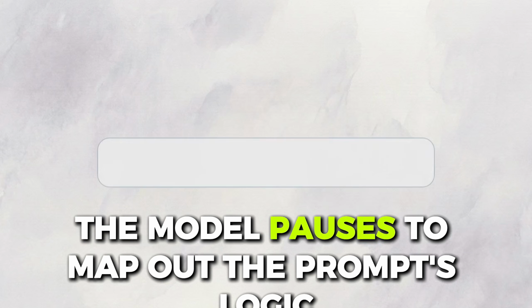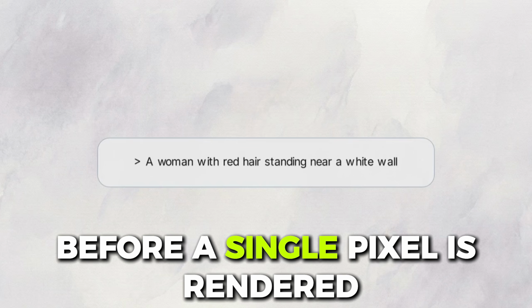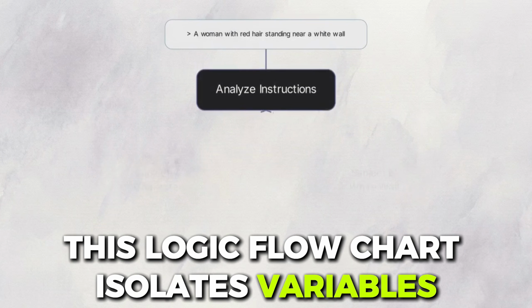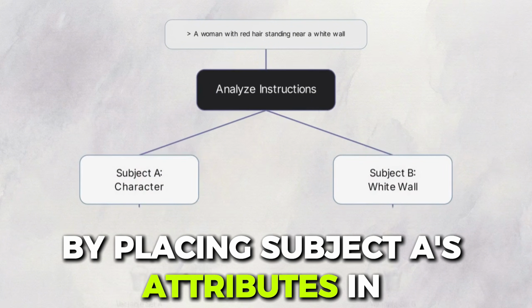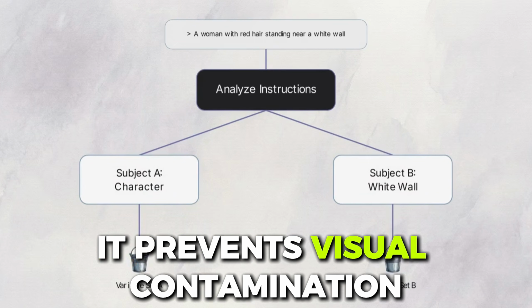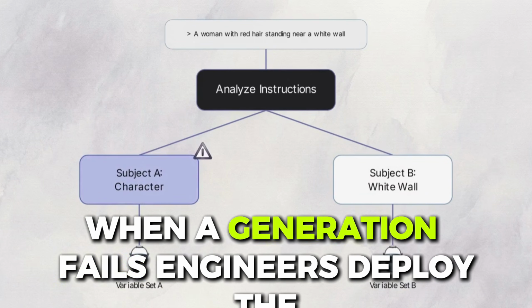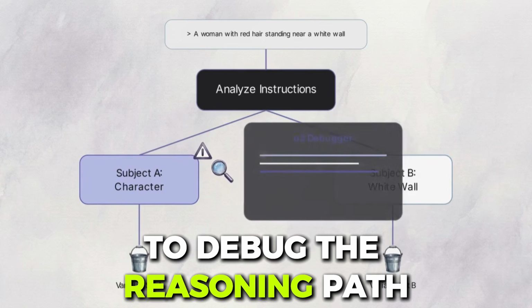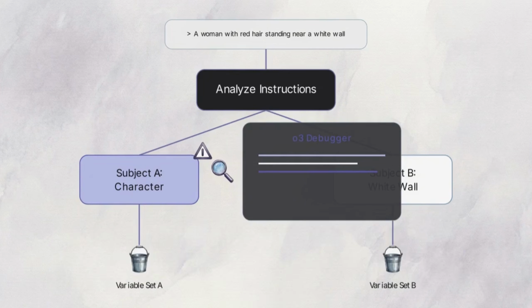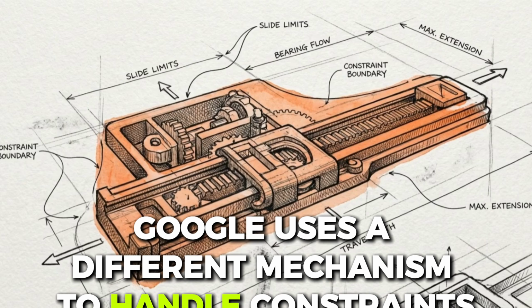The model pauses to map out the prompt's logic before a single pixel is rendered. This logic flowchart isolates variables. By placing subject A's attributes in one bucket and subject B's in another, it prevents visual contamination. When a generation fails, engineers deploy the O3 model to debug the reasoning path and identify exactly where the logic broke down. Google uses a different mechanism to handle constraints.